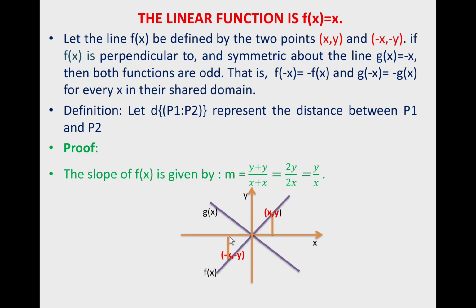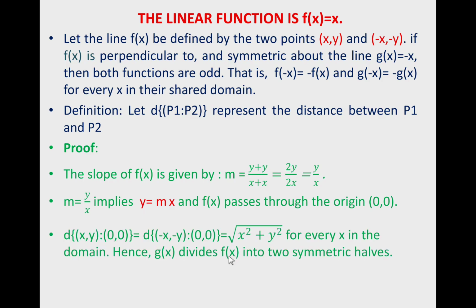This right angle triangle also, we can conclude that the distance between negative x comma negative y and the origin will be equal to square root of x squared plus y squared. Now that we have proved the first part, which is that the distances are equal, the conclusion is that g of x divides f of x into two symmetric halves.